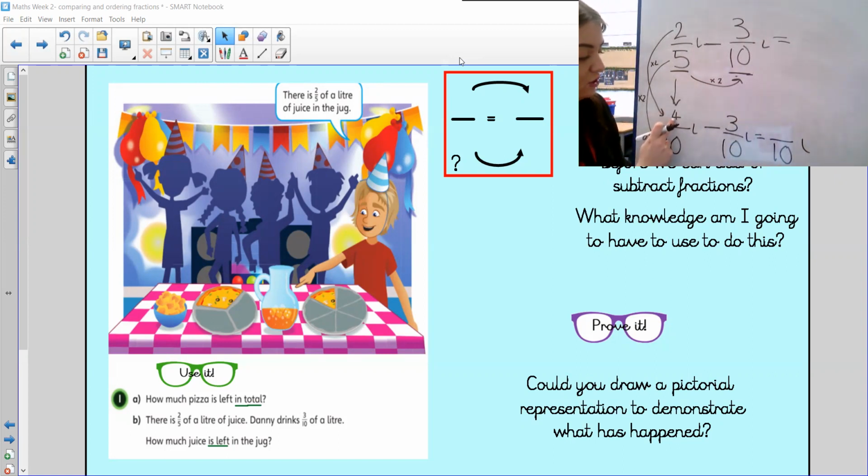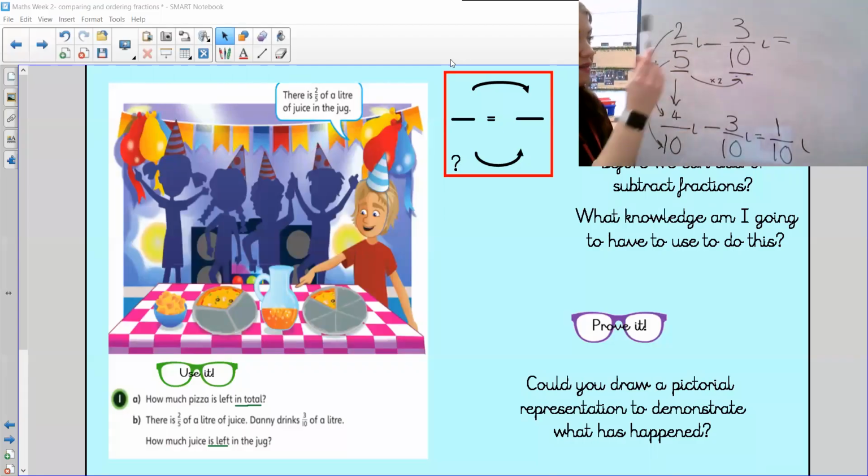We're still working in tenths. And now I simply need to do 4/10 take away 3/10. 4 take away 3 is going to leave me with 1 of those tenths left. So the answer to question 2 is 1/10 of a litre. Well done to you if you got that correct.